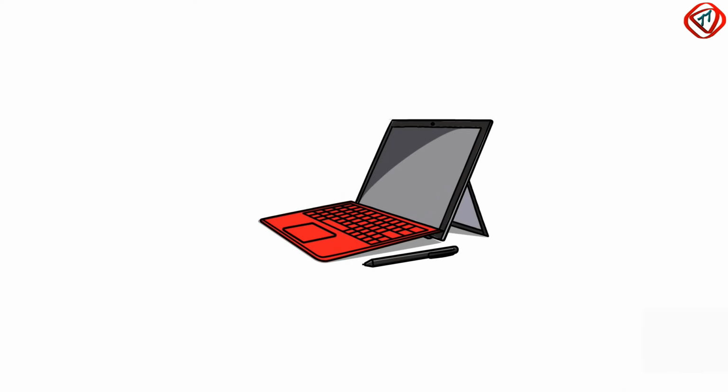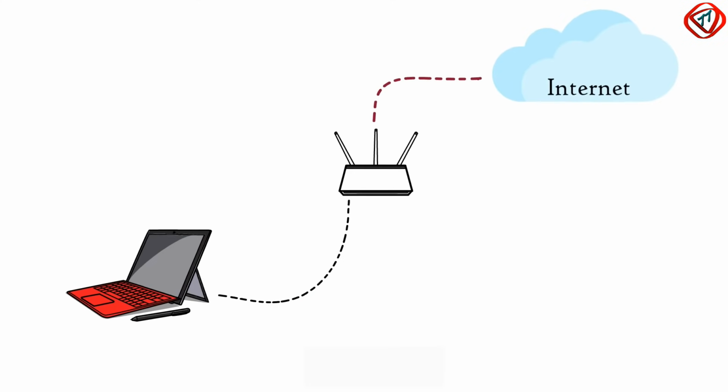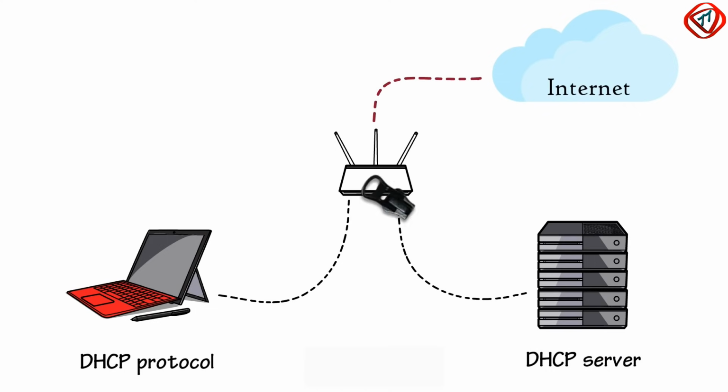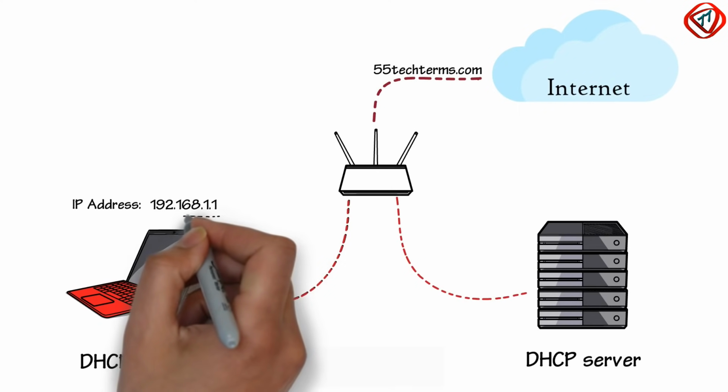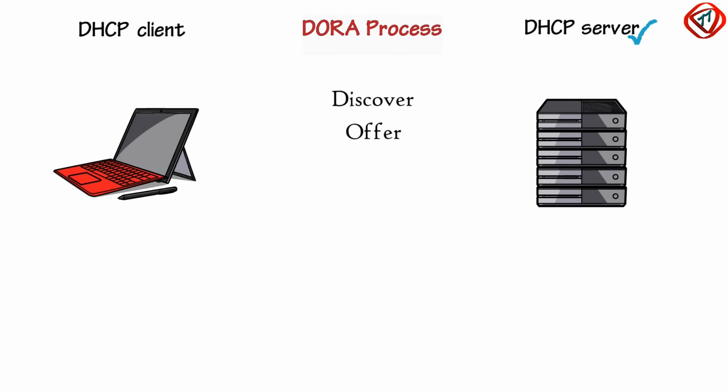So, when a laptop with automatic IP settings enabled is connected to the internet, the laptop runs the DHCP protocol. As a result, the DHCP server assigns an IP address to your laptop so that you can open 55techterms.com without any issues. This process of obtaining an IP address from the DHCP server by the DHCP client is called the DORA process and involves the transmission of 4 DHCP messages including Discover, Offer, Request and Acknowledgement.